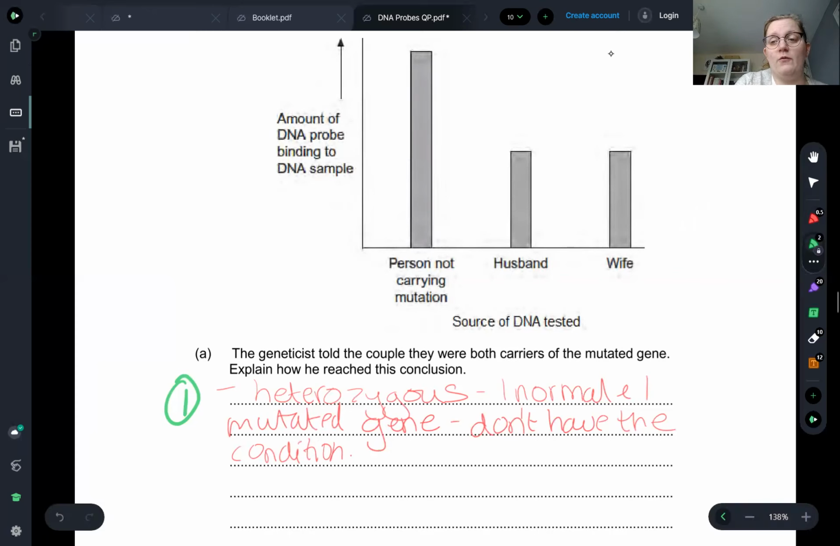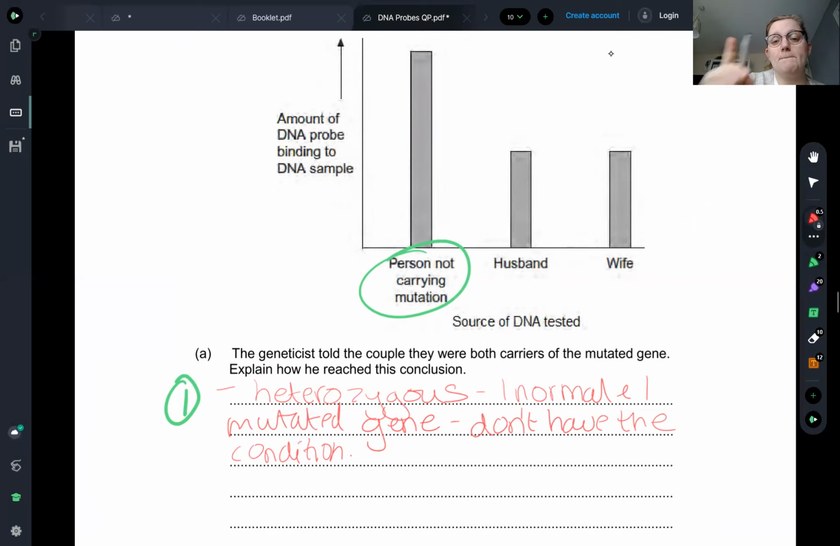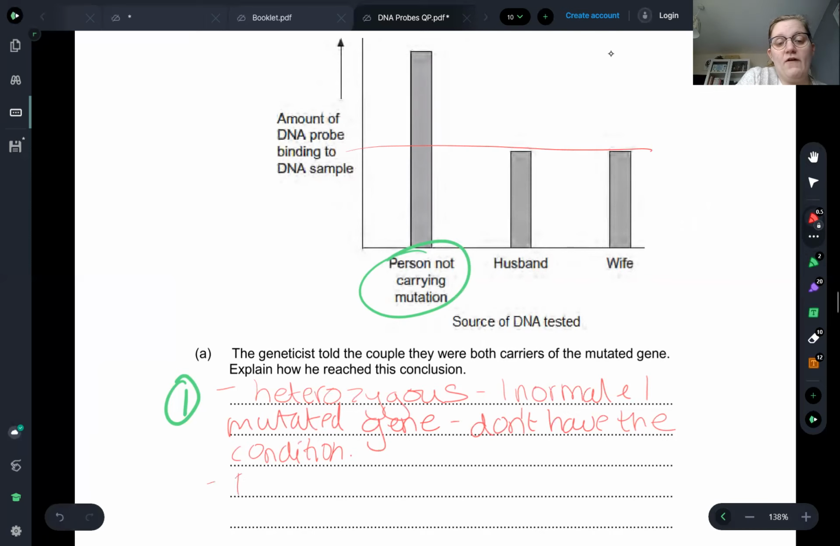We're going to now explain how we know they're heterozygous. Well, we know they're heterozygous because they must have the normal gene that the person not carrying the mutation has, because some of the DNA probe has bound and has lit up. So we know that straight away. So both have DNA that binds, but that DNA that binds is about half. So both have about 50% DNA that binds to the probe.